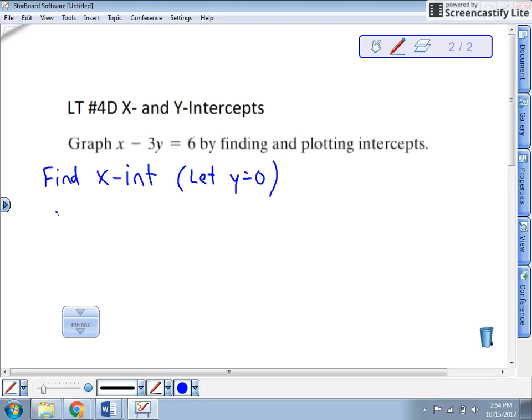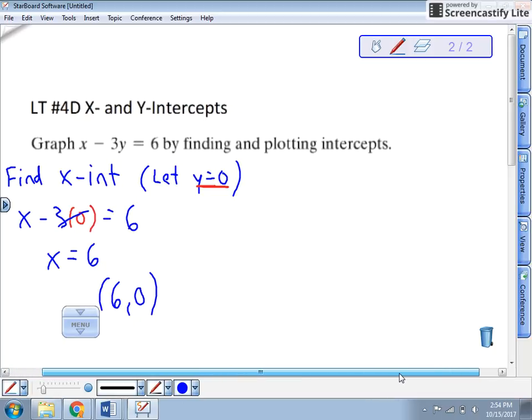Okay, so X minus 3 times Y. Well, we said Y is going to be 0, so I put a 0 there. Okay, and then that's going to equal 6. Well, 3 times 0 is just 0, so that drops out. So X equals 6. So our X-intercept is 6, so our ordered pair is 6, 0. Again, because we know Y is 0. Now we got to do the same thing for Y.